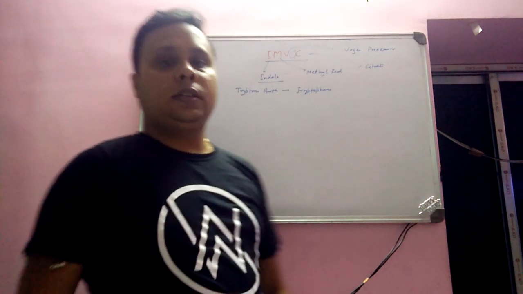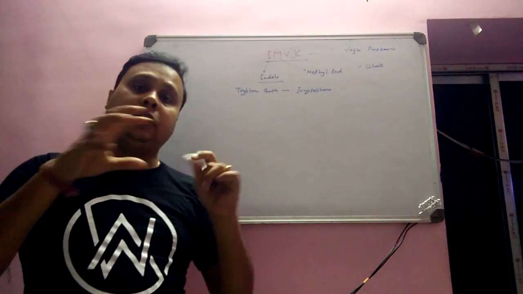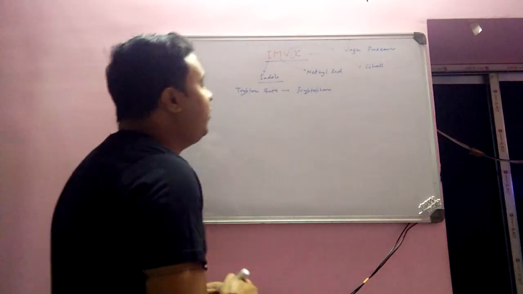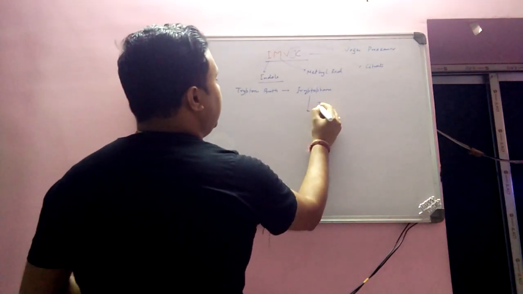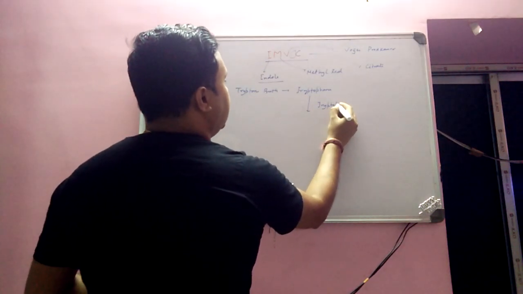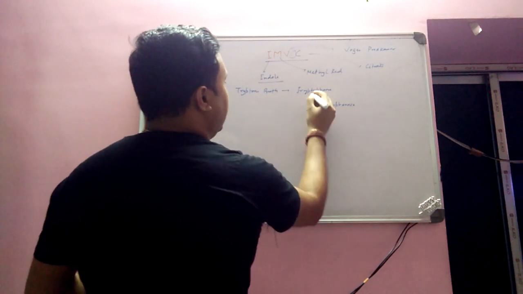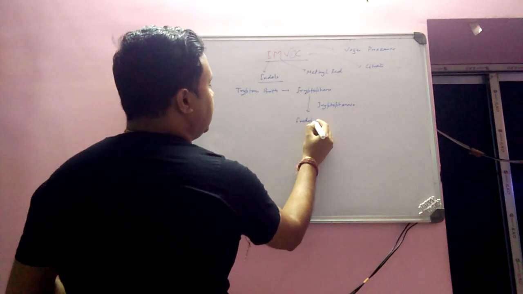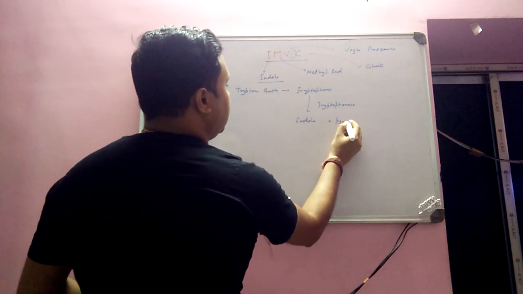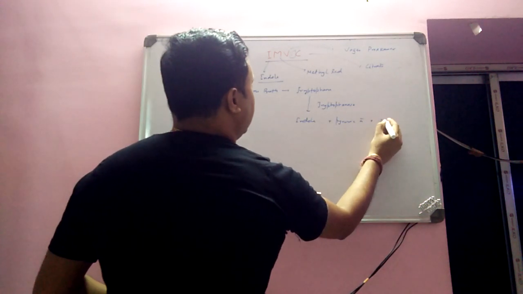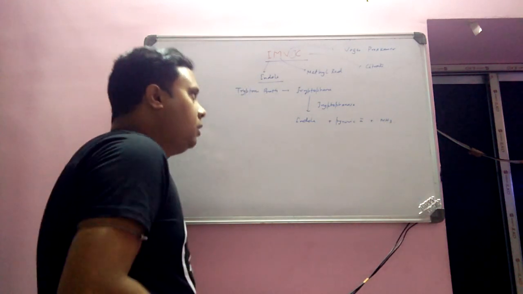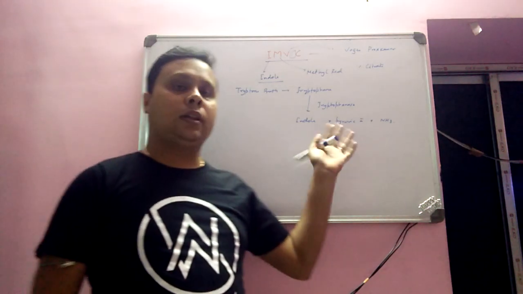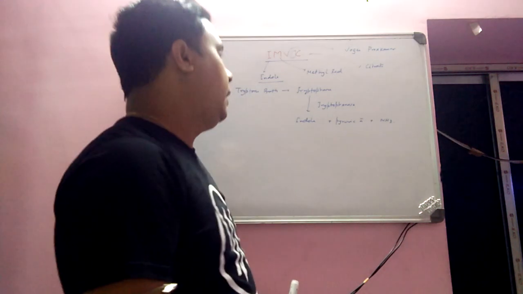Tryptophan is a type of amino acid that contains an indole ring. No other amino acid contains that indole ring, only tryptophan. If tryptophan is broken down by the tryptophanase enzyme, it will produce 3 different components: indole, pyruvic acid, and ammonia. So the breakdown of tryptophan generates 3 components: one is indole, another is pyruvic acid, and the third is ammonia.